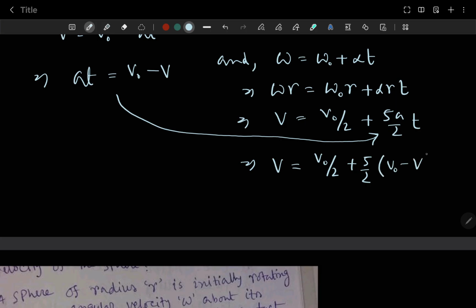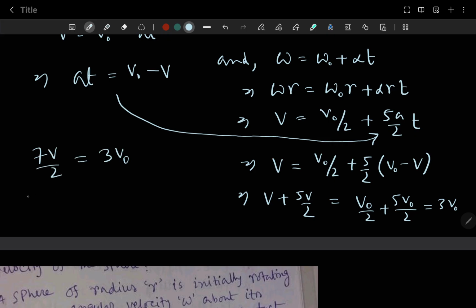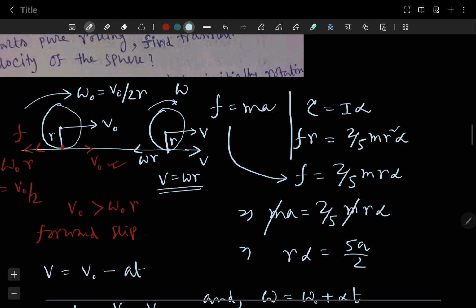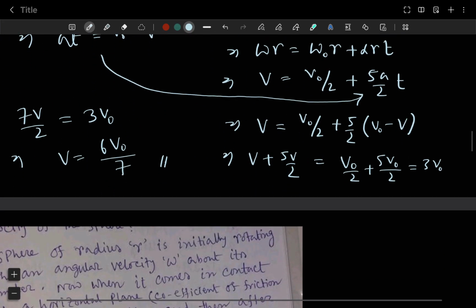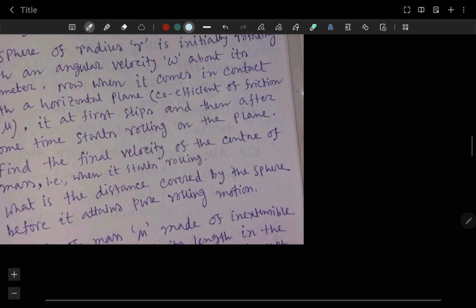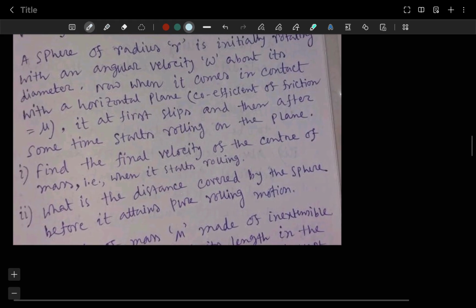Okay, so it will be v plus 5v by 2 equals v0 by 2 plus 5v0 by 2. So it becomes 3v0. So 7v by 2 is 3v0. So v is 6v0 by 7. Okay, so this is the answer. When the sphere starts pure rolling, the velocity of center of mass is 6v0 by 7. Okay. Now let's do the next problem.